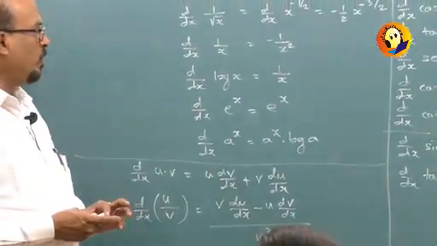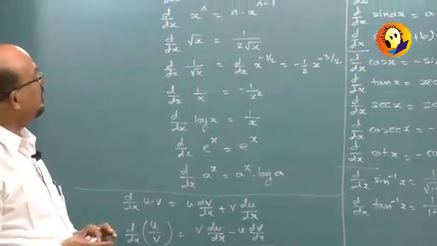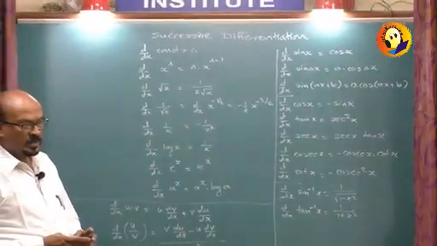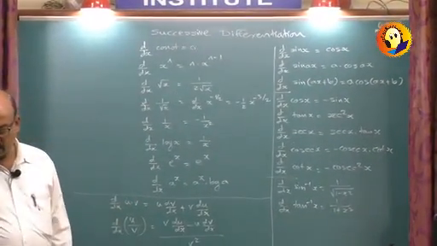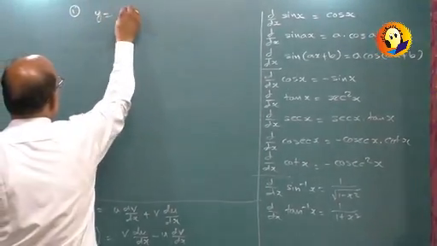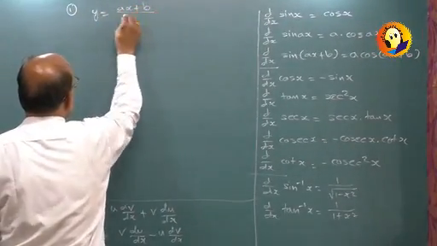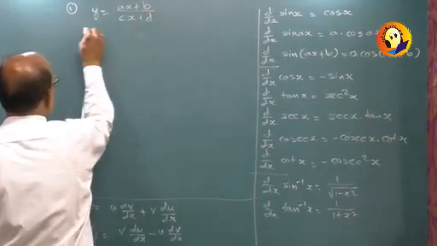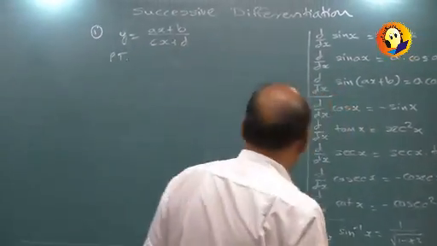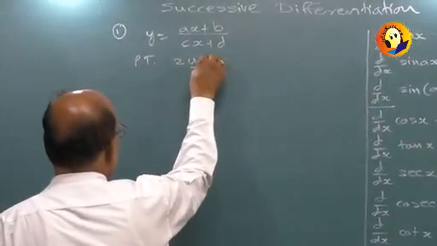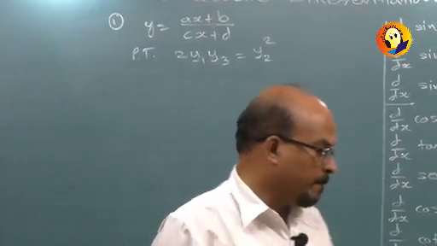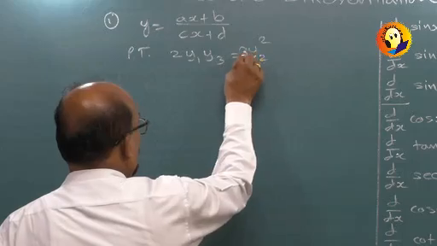These are the minimum formulae we will require to start with the next topic called as successive differentiation. Okay, make a note and then we will start with the topic. First problem, if y equal to ax plus b upon cx plus d, prove that 2y1 y3 equal to 3y2 square.